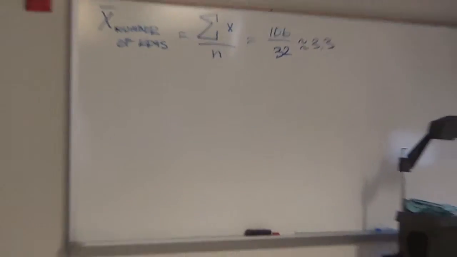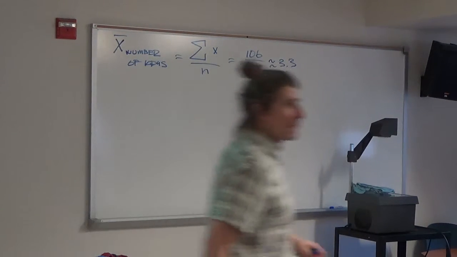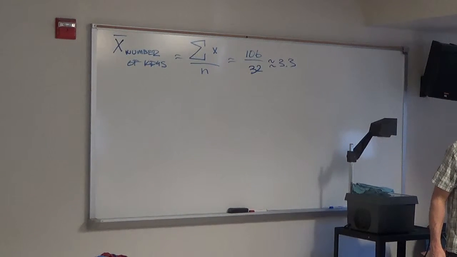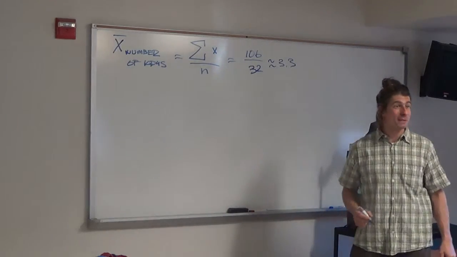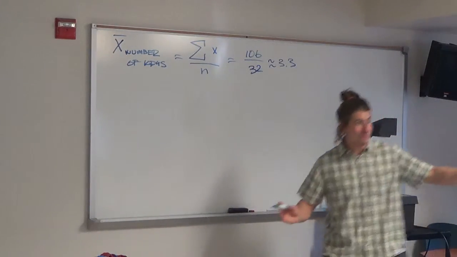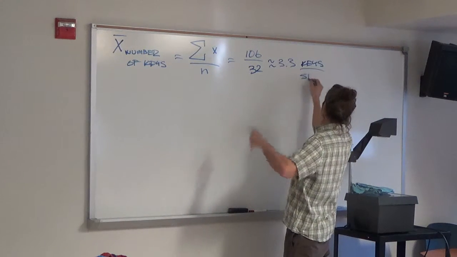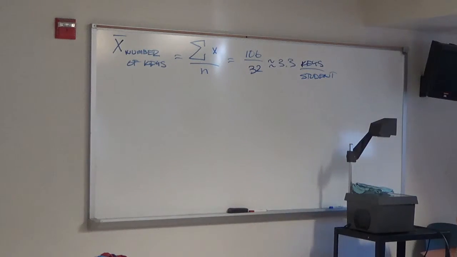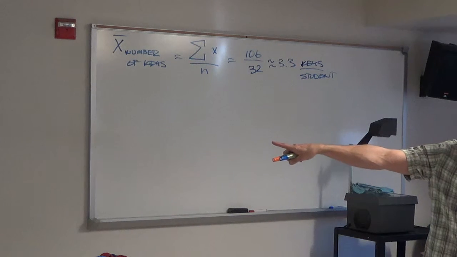What does that mean, that the average number of keys is 3.3? Anybody have 0.3 of a key in their pocket? No. So what does 3.3 mean? What does that average mean? Keys. Numerical value. Good. What's it standing for? Nobody actually has 3.3 keys in the data set.